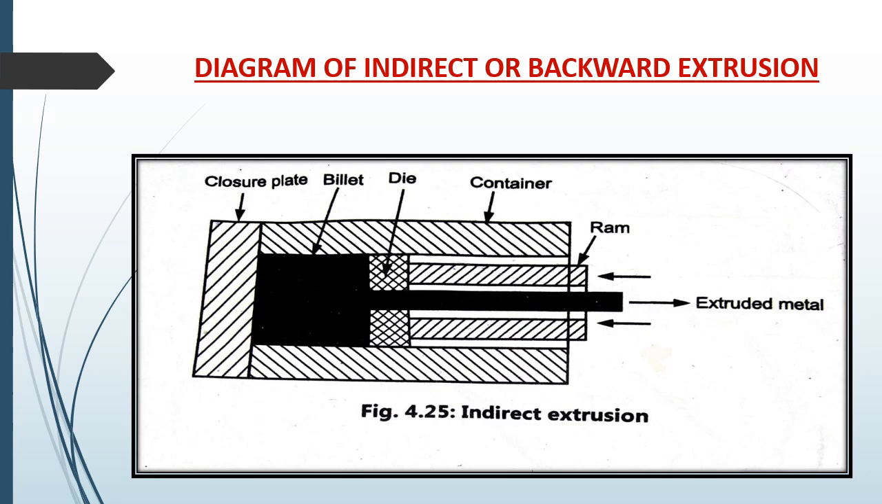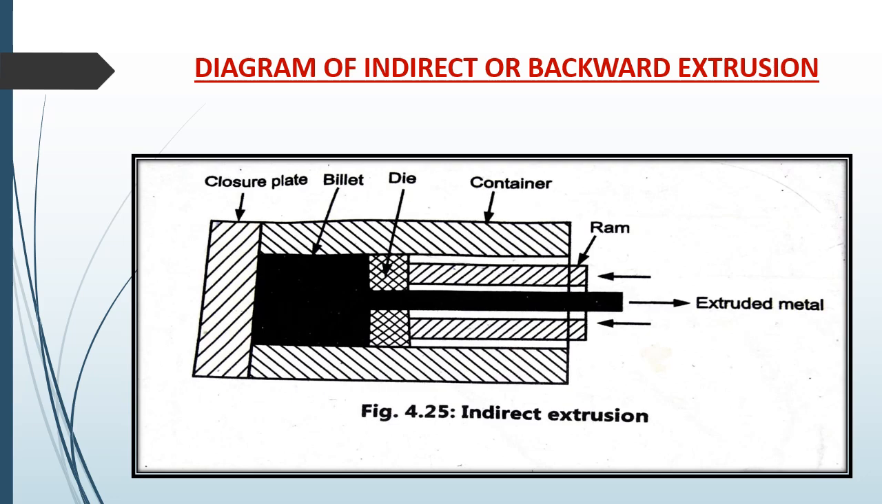So in this we can see a diagram of direct or backward extrusion. In this we can see a closure plate. Inside a container, billet, die and a ram is provided. What difference can we notice in direct and indirect extrusion?